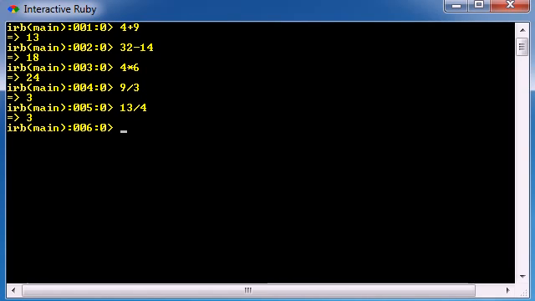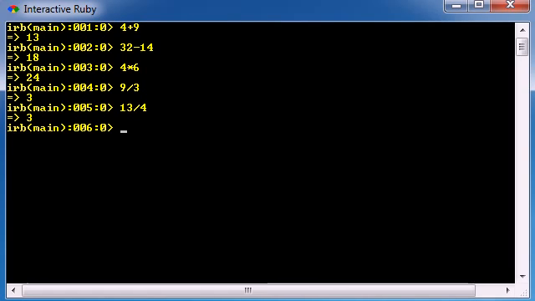Now, the reason for this is pretty weird. Ruby gives you an answer depending on how you ask the question. Since you asked it a question with whole numbers, the whole number 13 and the whole number 4, it thinks that you want a whole number as your answer. That's why it gave you a whole number, rounded down, and not 3.25 or 3 and 1/4 or anything like that.